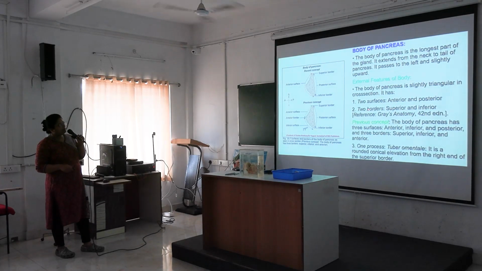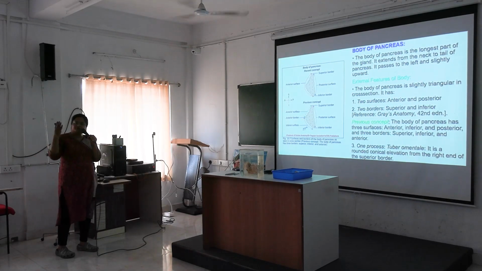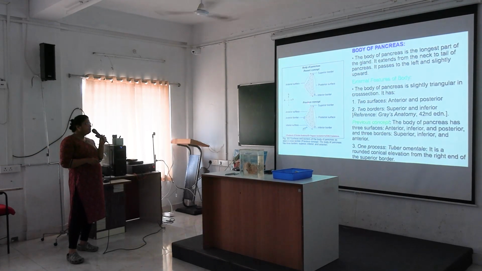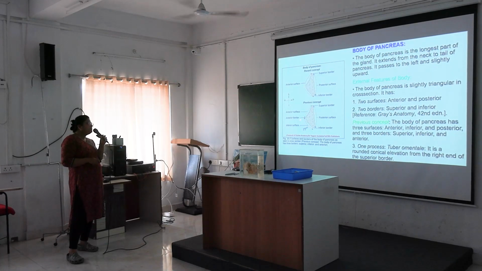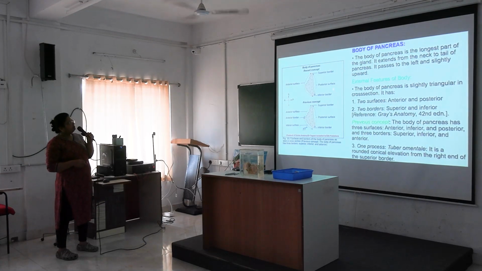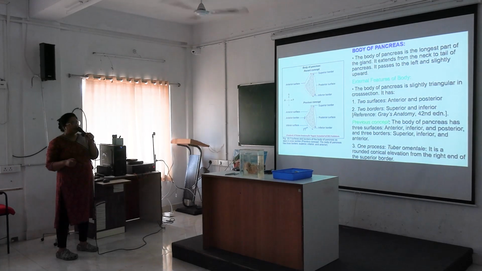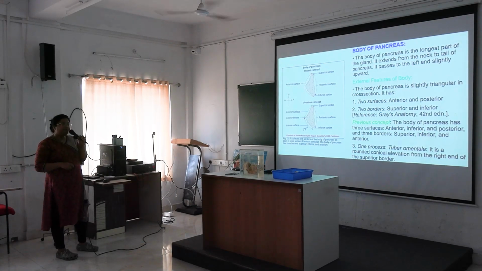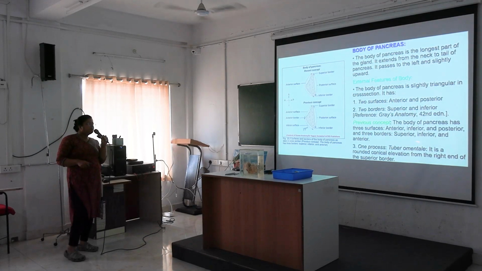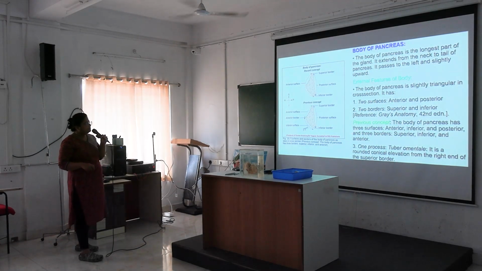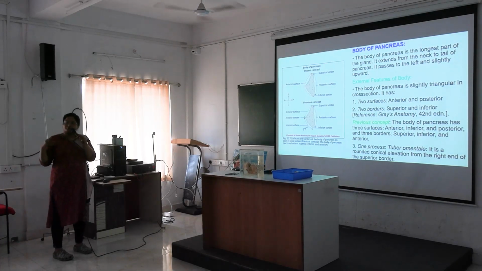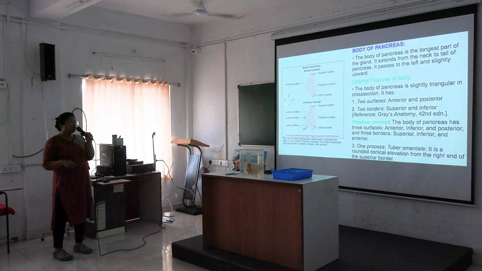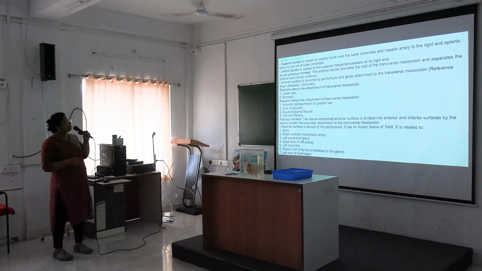And two borders. Previously it was said the body has three surfaces because it is triangular: this is the anterior surface, posterior surface, and this part was considered the inferior surface. And borders are two according to the recent concept, superior and inferior border. But according to the previous concept, superior, inferior border, and another anterior border. So these are the borders and surfaces. And one process is the tuber omentale. From the body projecting upward, it is a rounded conical elevation from the right end of the superior border.